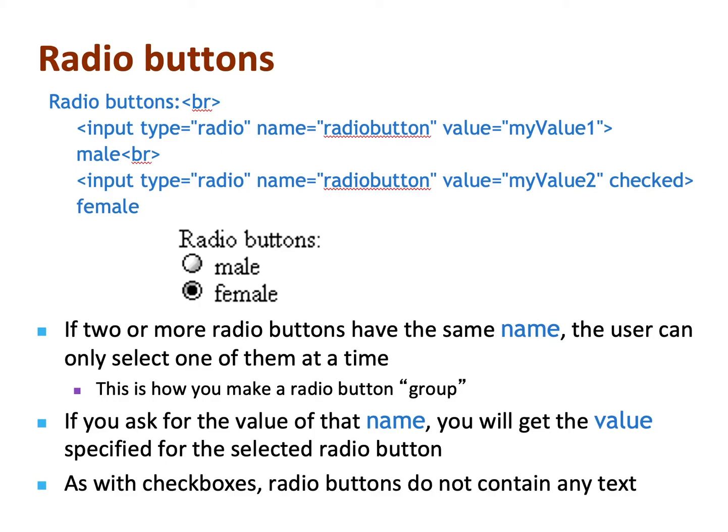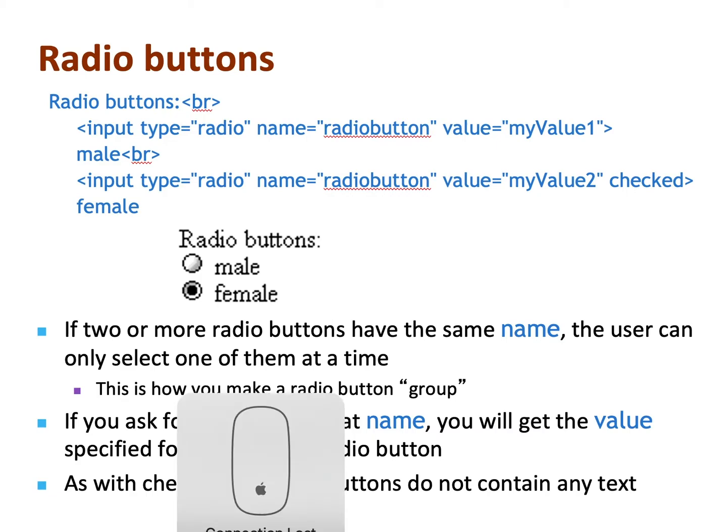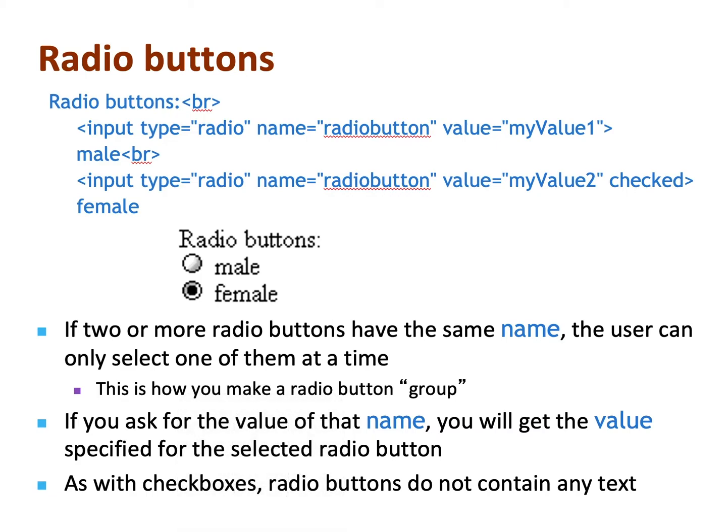If two or more radio buttons have the same name, the user can only select one of them at a time. That's why here you can see name radio button and then name radio button. Whereas if we had radio button 1, radio button 2, it would mean that we could select both of them at the same time, which would be bad practice since we only want them to pick one or the other. This is how we go about grouping a set of radio buttons together. If you ask for a value of that name, you'll get the value specified for the selected radio button, so for example, my value 1 or my value 2. As with checkboxes, radio buttons do not contain any text, so any surrounding text would be in the HTML.